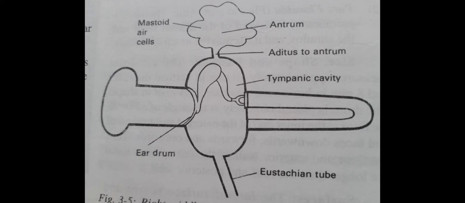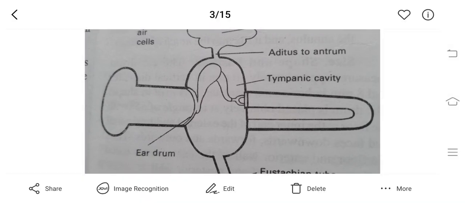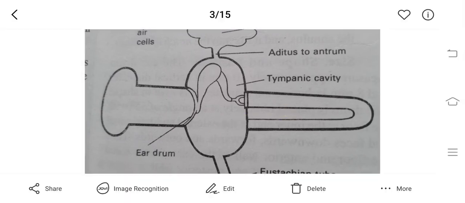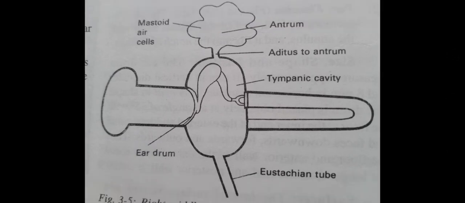So the first wall is the lateral wall, which is formed by the tympanic membrane. Then the medial wall separates the middle ear from the inner ear. This is the inner ear, and this is the middle ear. So this one is the medial wall. Then it has the anterior wall, posterior wall, the floor and the roof.